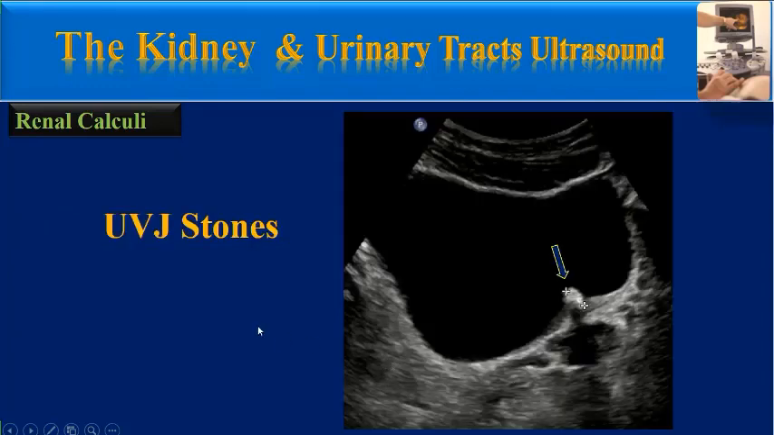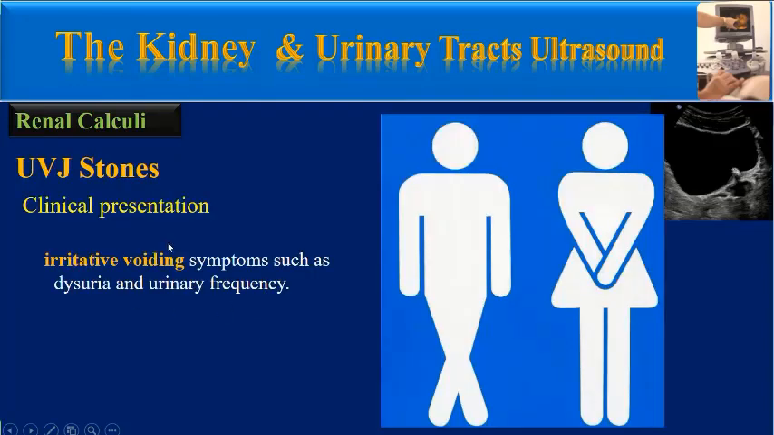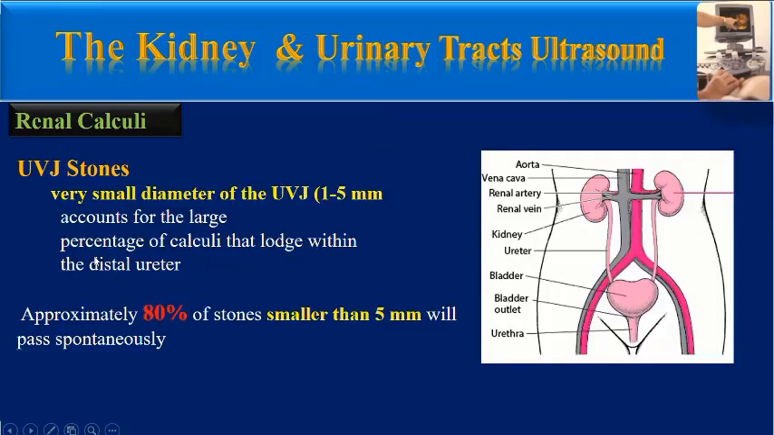And the last one is ureterovesical junction stones. What is the clinical presentation of UVJ stones? Irritative voiding symptoms such as dysuria and urinary frequency. The very small diameter of the UVJ, that is 1 to 5 mm, accounts for the large percentage of calculi that lodge within the distal ureter. Approximately 80% of stones smaller than 5 mm will pass spontaneously.